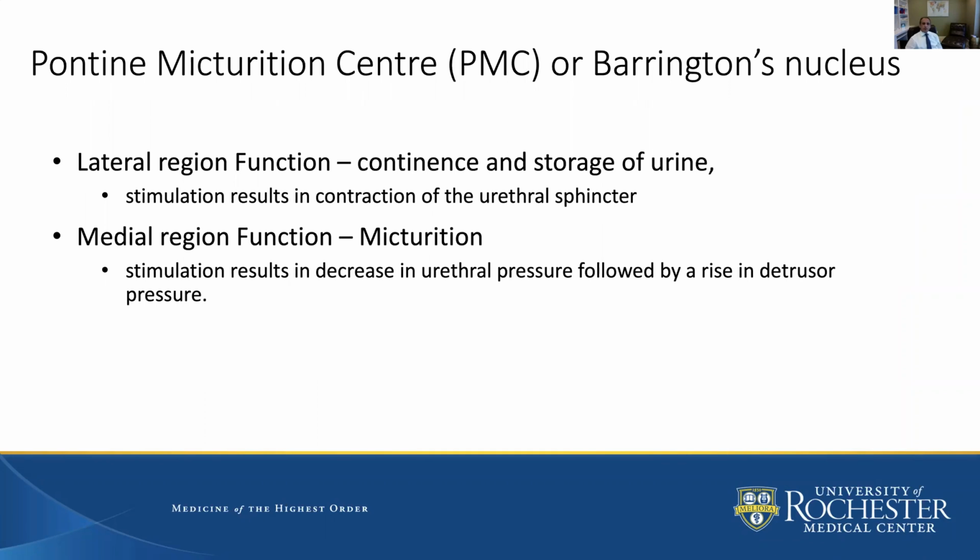The pontine micturition center, or Barrington nucleus, has two parts. The lateral region functions in continence and storage of urine. When it stimulates, it results in contraction of the sphincter. The medial region functions in micturition; when it stimulates, it causes relaxation of the sphincter and at the same time raises the detrusor pressure. The way I remember it is that I consider lateral as the sphincter around the urethra, and medial is the middle part, which is for urination.